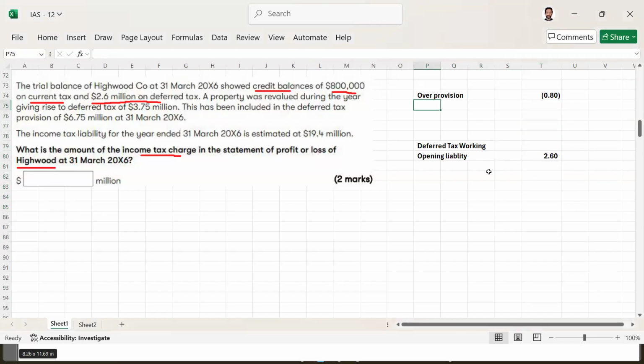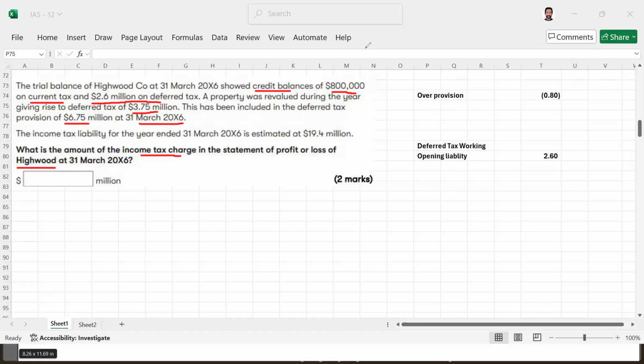So moving on with the question, let's see. The property was revalued during the year, giving rise to a deferred tax of 3.75. So the property was revalued and it raised to a deferred tax of 3.75. This has been included in the deferred tax provision of 6.75 at 31st of March 2026. So from the previous question, we see that the deferred tax related to the revaluation is not considered when we're looking at the charge for the statement of profit or loss. So the closing deferred tax liability is 6.75, but it has the 3.75. So we're going to take it away and we're going to calculate the closing deferred tax.